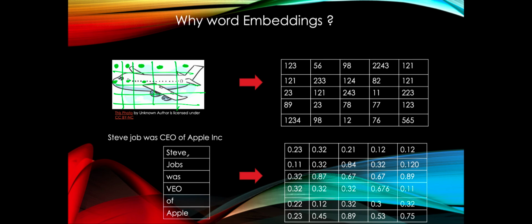So this is about images. What happens to text? Let's see a text: "Steve Jobs was the CEO of Apple Inc." We divide this sentence into an array of words like this. So we have this array of words: Steve, Jobs, was, CEO, of, Apple. Then each word we represent as a 5-dimensional vector. Steve is represented as 0.23, 0.32, 0.21, 0.12 and 0.12 as a 5-dimensional array. Similarly, each word we represent as a vector, and this we then feed to the machine.